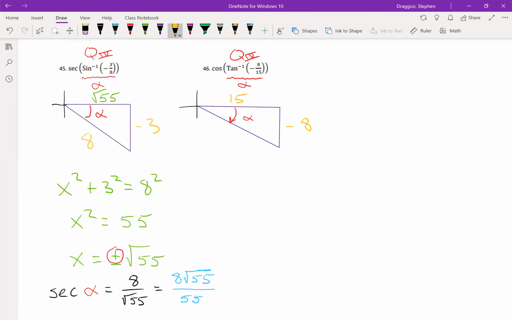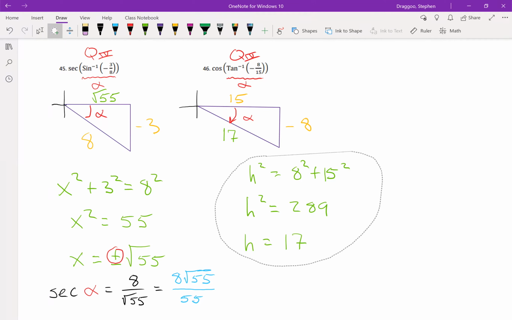So we'll solve for that. So h squared is 8 squared plus 15 squared, meaning that h squared is 64 plus 225, which is 289. And if we take the square root of 289, we should get 17. Notice I didn't include a plus or minus this time because I know that a hypotenuse is always positive. So there's no question on whether that should be a positive or a negative number. It's a hypotenuse, so it must be positive.